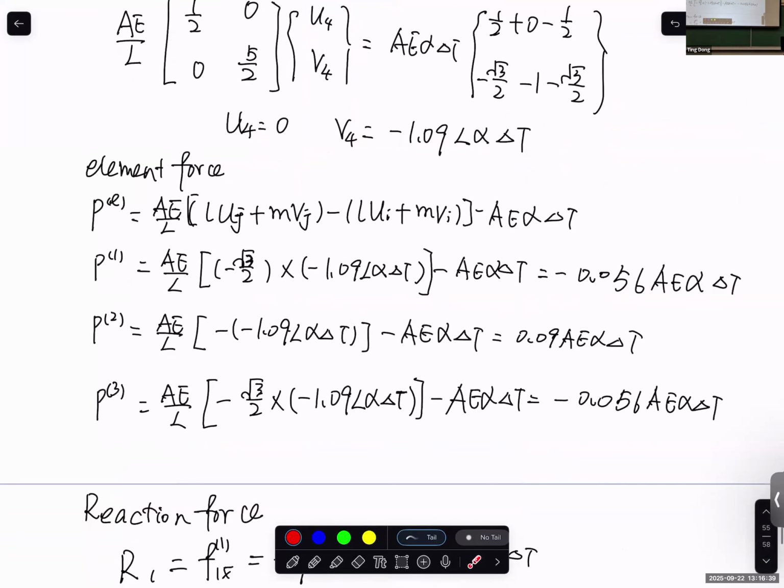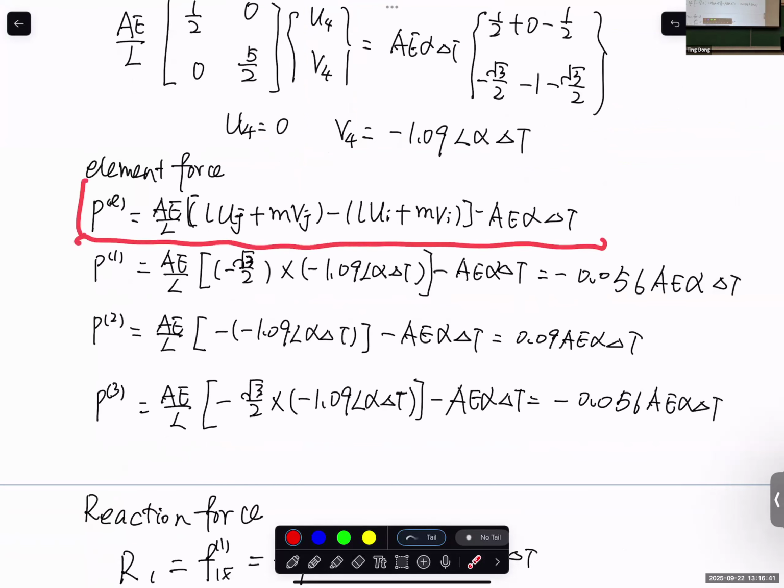Element force. This was the equation provided in the class, right? And we solve for U4, V4, and this is the only non-zero displacement in our whole structure. U1, V1, U2, V2, U3, V3 are 0. So based on your definition, what is node J, what is node I for each element?